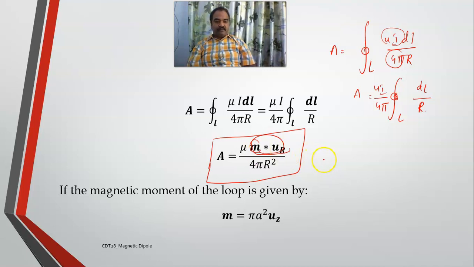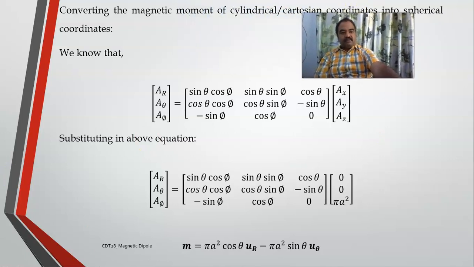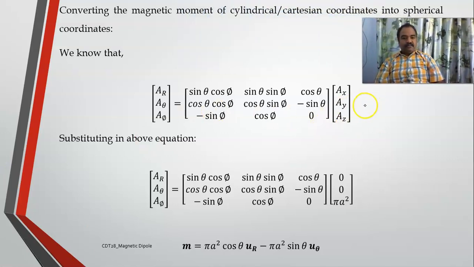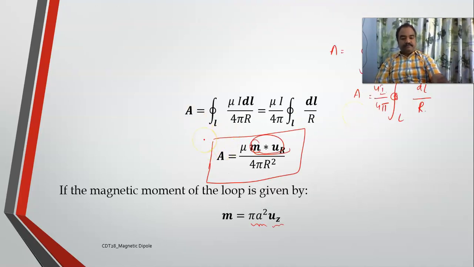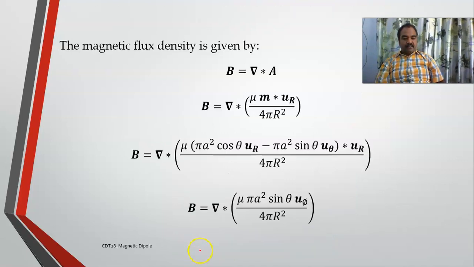Now suppose the magnetic moment of the loop is given by pi a square into uz. Converting the magnetic moment from Cartesian coordinates into spherical coordinates, it is 0, 0, pi a square because it is in the z direction. If I convert it into the spherical system, this is my expression. So I have converted into the spherical system, and now I am replacing it.